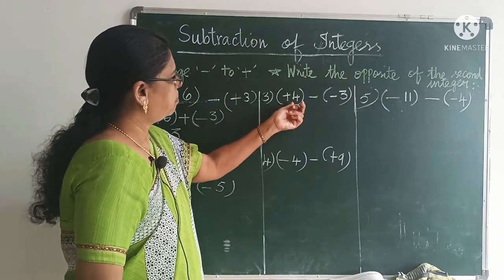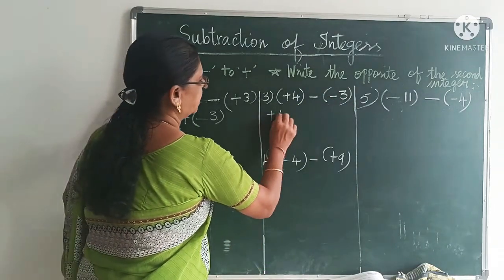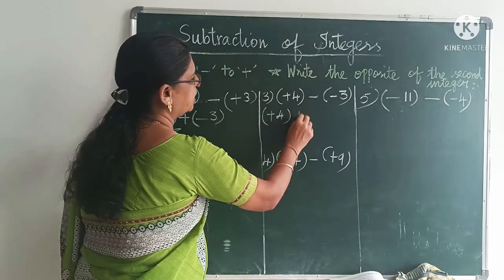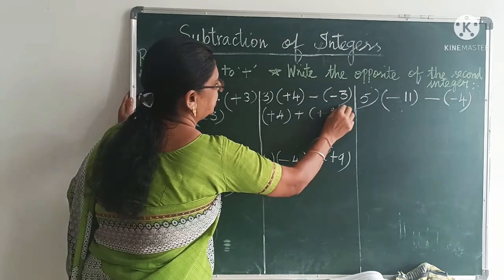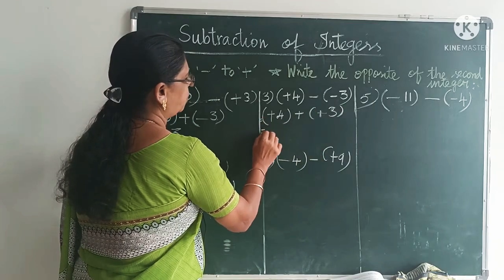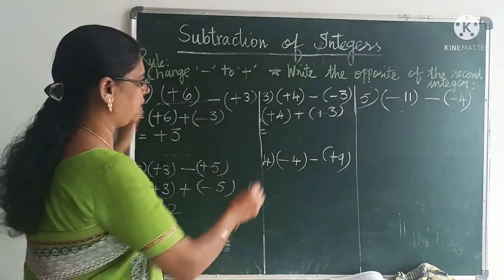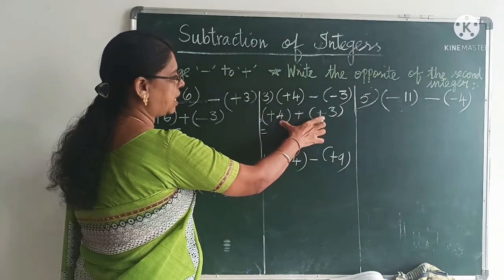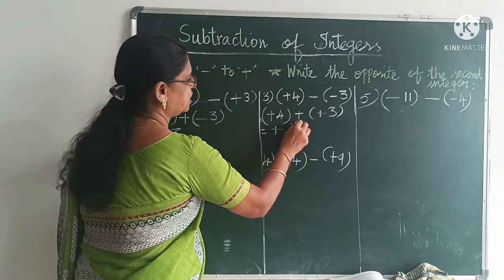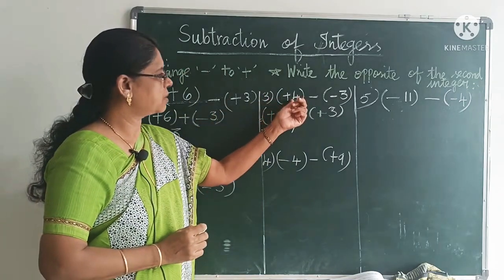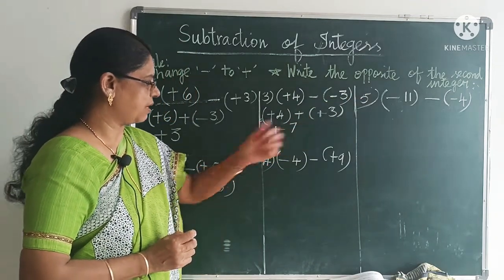Next, plus 4 minus minus 3. Copy down the first number as it is. Change minus sign into plus sign. And the opposite of minus 3 is plus 3. Now, plus 4 plus 3. These are the two integers with plus sign. So, integers with same sign, you have to put the same sign and find out the sum. 4 plus 3 is 7. So plus 4 minus minus 3 is equal to plus 7.